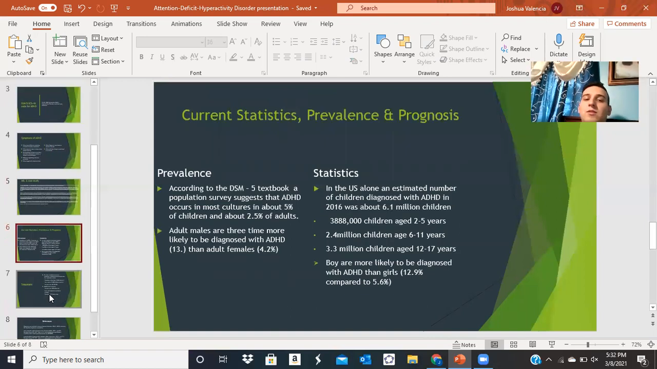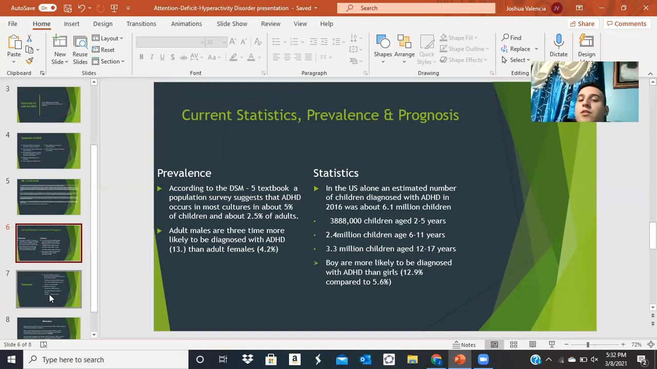Okay, current statistics, prevalence, and prognosis. For prevalence, according to the DSM-5 textbook, a population survey suggests that ADHD occurs in most cultures and in about 5% of children and about 2.5% of adults. Adult males are about 3 times more likely to be diagnosed with ADHD, 13.0% compared with 4.2% of adult females.